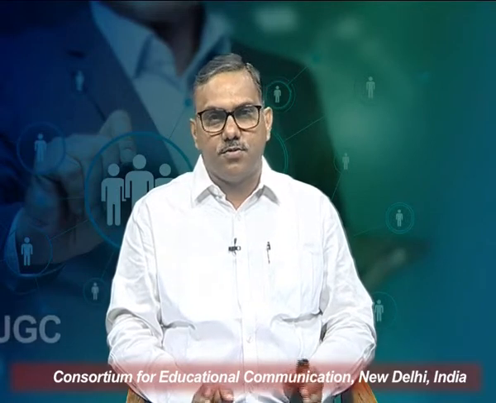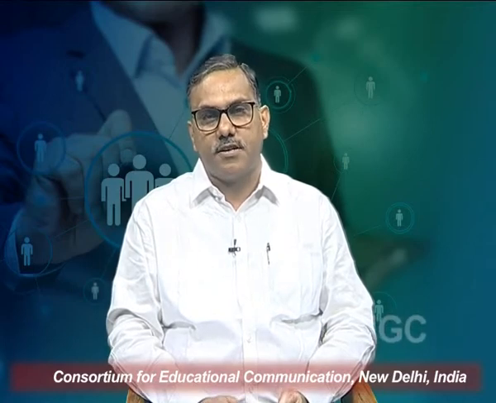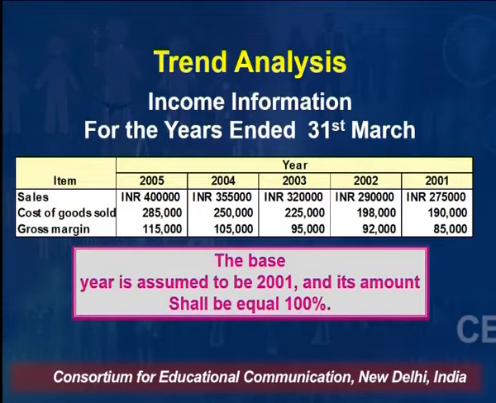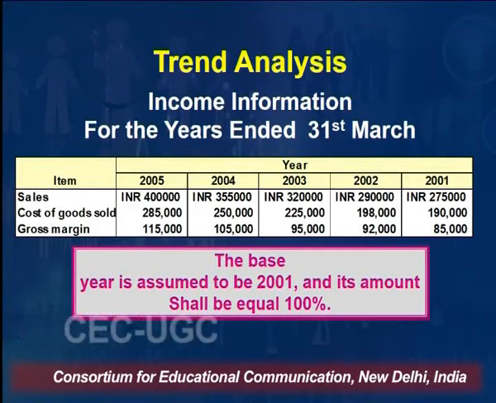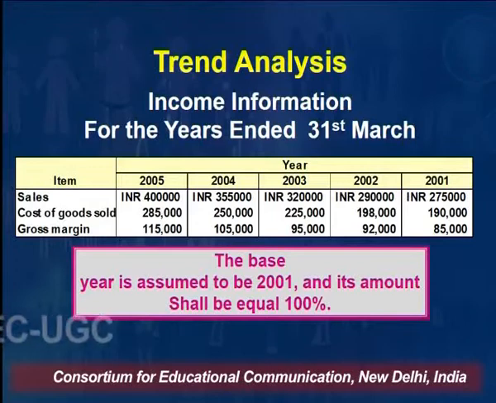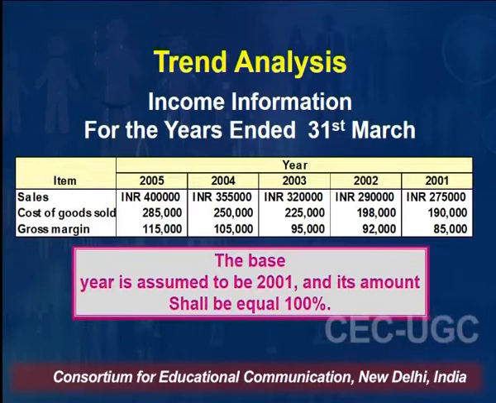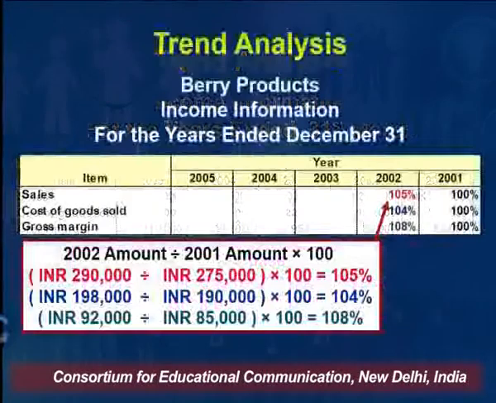So I would try to show an example here. For instance, suppose I am showing you the income information for the years 2001 through 2005 for a company. The sales value is given, cost of goods sold is given, gross margin is given. From 2001 to 2005 the data is given, and here we have assumed the year 2001 to be the base year. Then, taking the sales value, while conducting the trend analysis, the value of 2001 shall be considered as 100, because I am taking it as 100%, and in proportion to that I shall be doing the calculation.